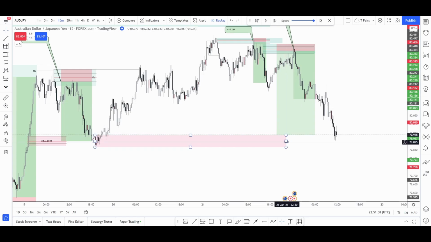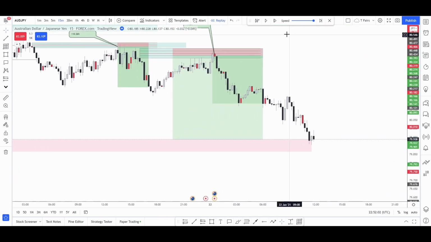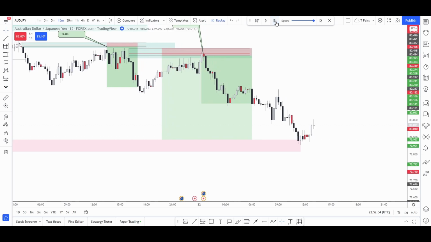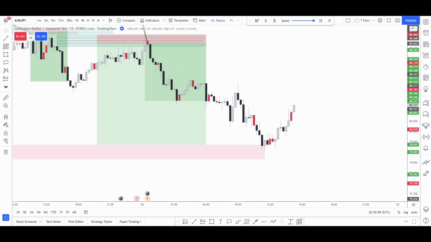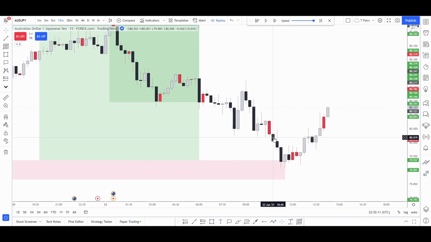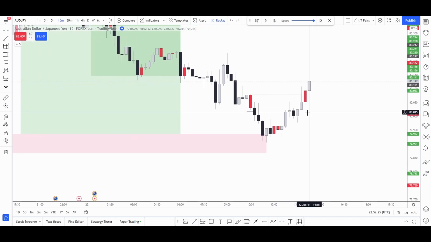Right, let's see what's happening here. This is the next area of difficulty, so let's see what's happening with price action. It is reversing, right. Okay, have I missed anything? Yes, I have. Right here. But there's still time.